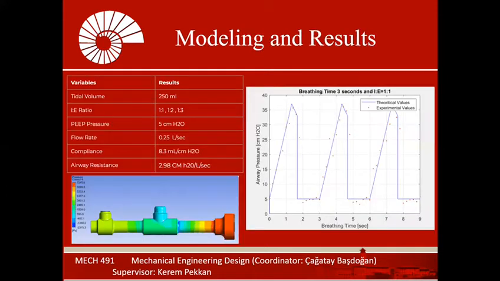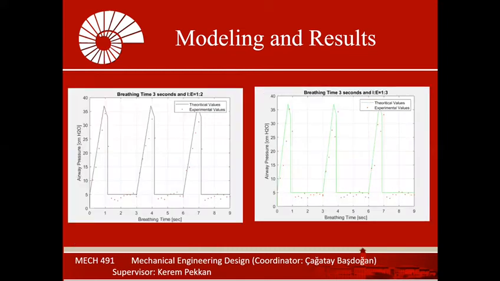On the left, you can see our modeling results. And on the right side, we were able to plot a pressure time graph when the IE ratio is 1:1. We had the opportunity to compare our results with the pressure sensor that we utilize in our system. Since the tendency matched, that was a sign of the success of our project. Also, you can see our error analysis on the left.